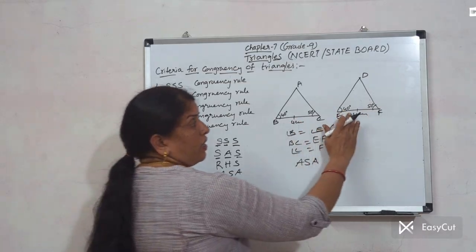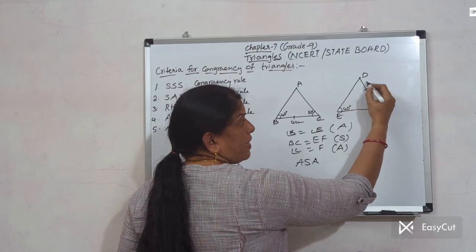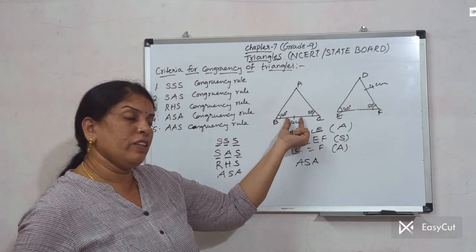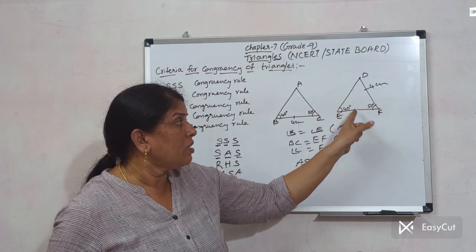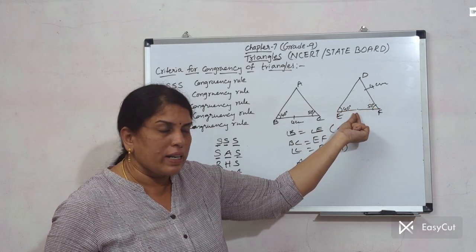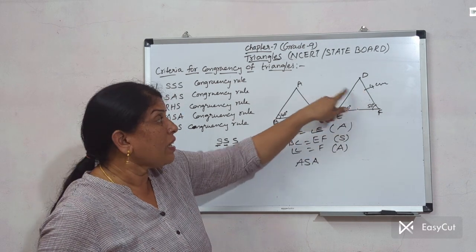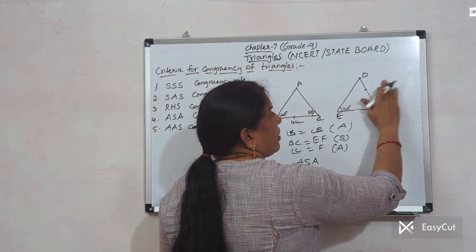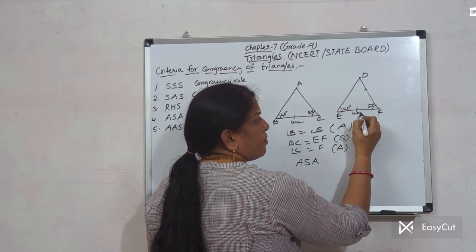See here, children, if this side D is equal to 4 centimeters, say two angles and a side. But the side is not included, it is outside. Between the two angles it must have the included side, but it is not there. So then these two triangles are not congruent. Included sides only must be equal.